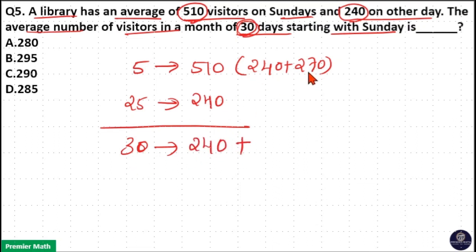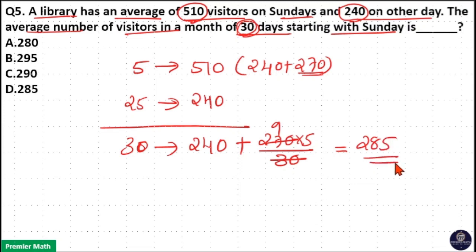Plus, the extra average is 270. So, this 270 extra average is for these 5 days. So, 270 into 5 is the total extra visitors. This extra visitors should be equally distributed to these 30 days to find the extra average. So, 270 into 5 by 30, which is equal to 30 goes 9 times in 270. 9 into 5 is 45. 45 plus 240 is 285. So, option D is your answer.